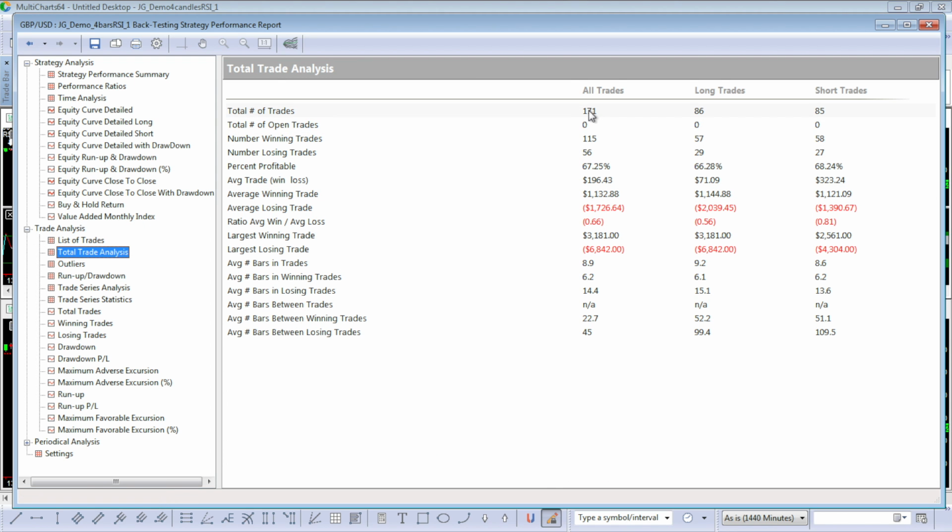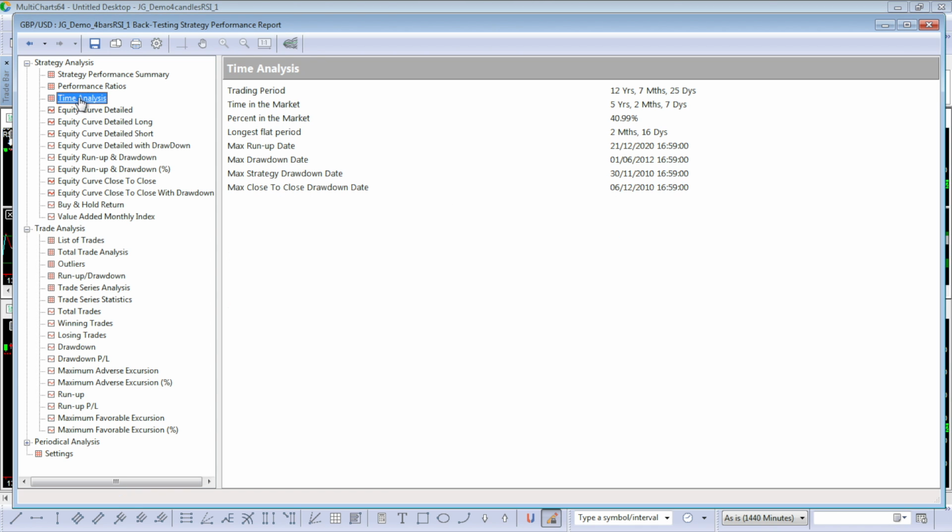Got 171 trades, a fairly decent size average trade. But look at this. This is the average bars in trade, and in this case the bars are days, so it's the average days. We're looking at 9 days for the average trade duration. Now, we'll compare that to the stop and reverse in a moment. In fact, if we look at the time analysis as well, the percentage of the time that this strategy gets us in the market is just over 40%. So definitely less than half the time.